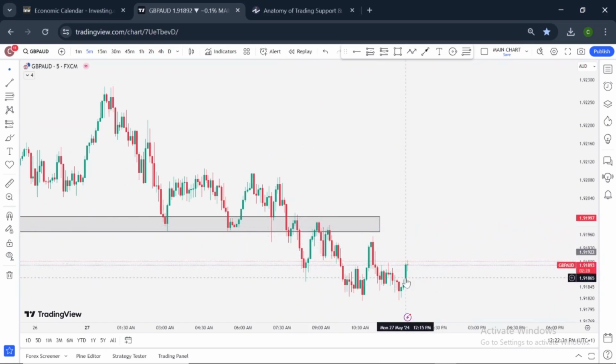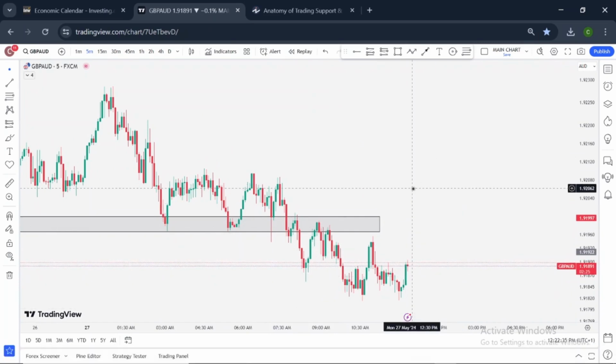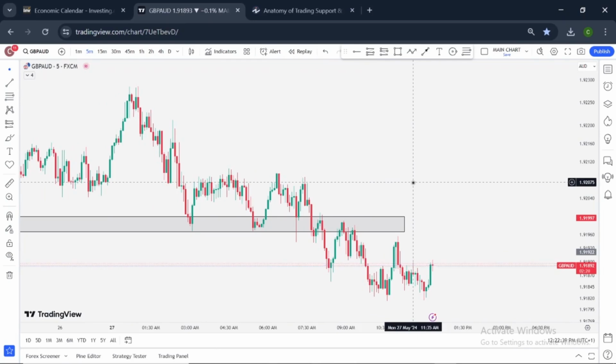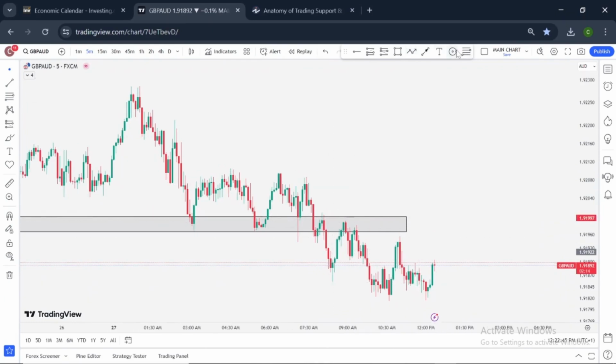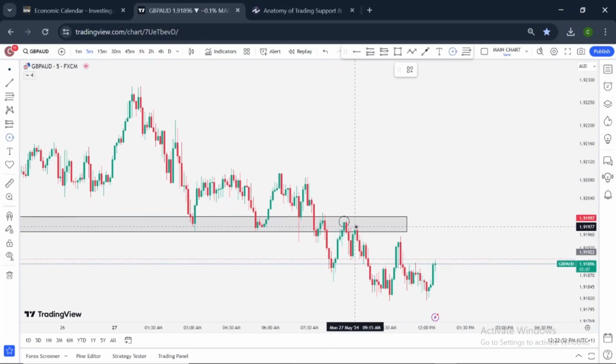Now this is the current market. Today is Monday, 27th May 2024. So US is on holiday, UK is on holiday as well. That's why the market is just choppy. But you can identify a clear double top. Look at the first top here, look at the second top here.